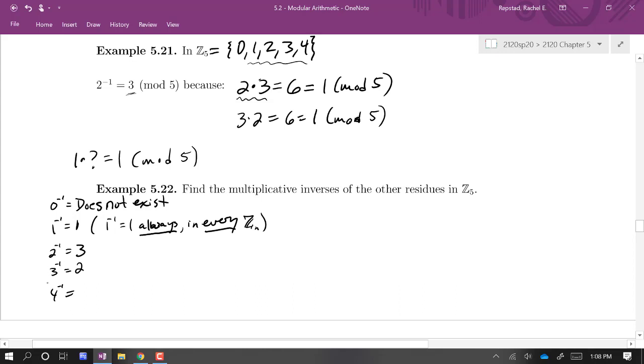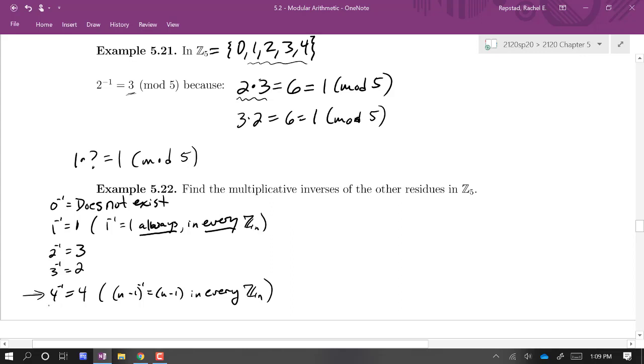The inverse of 4, you can go down the list. 4 times 2 is 8, that's 3 mod 5, not 1. 4 times 3 is 12, that's 2 mod 5, not 1. 4 times 4 is 16, now that's 1 mod 5 because 16 is 1 more than 15, a multiple of 5. So the inverse of 4 is 4. And in fact, in any Zn, the last value is always its own inverse. So we could say that n-1 inverse is equal to n-1 in every Zn. So 1 is always its own inverse. The last number is always its own inverse.